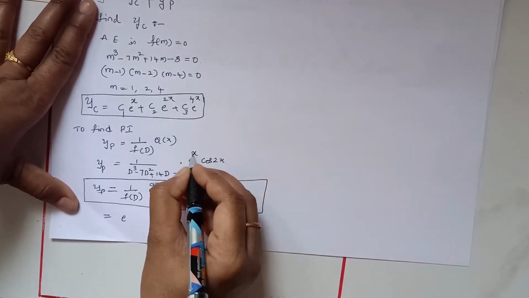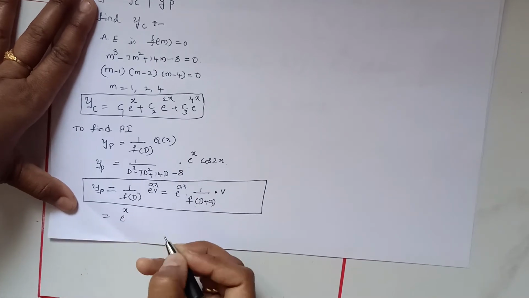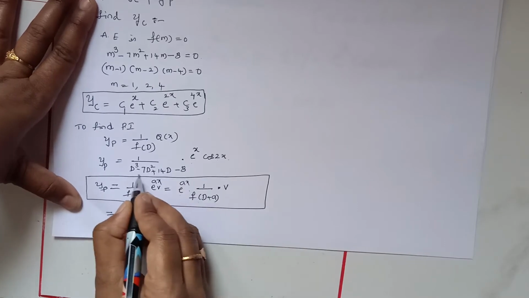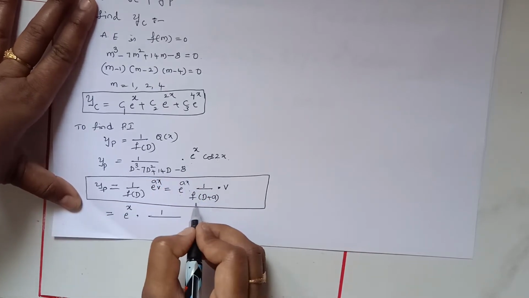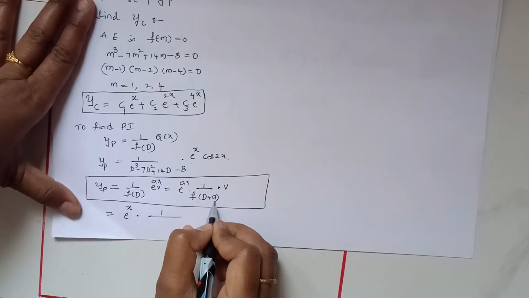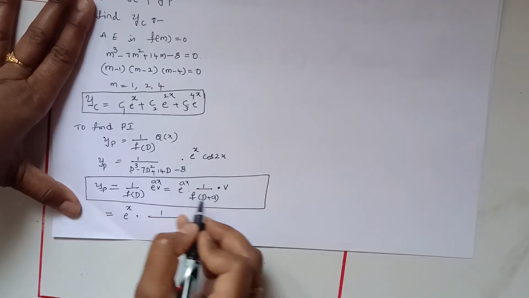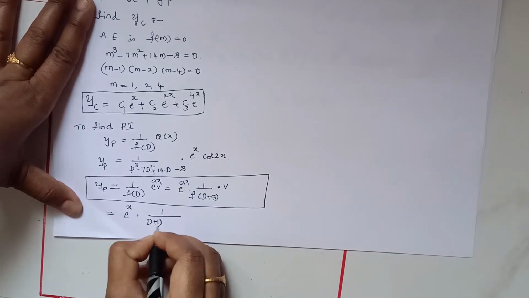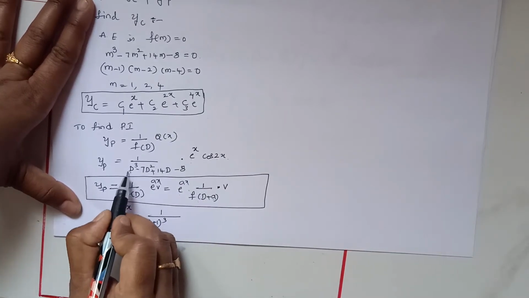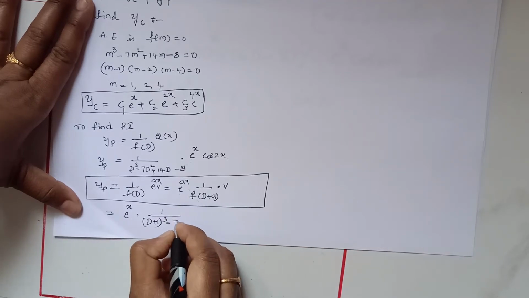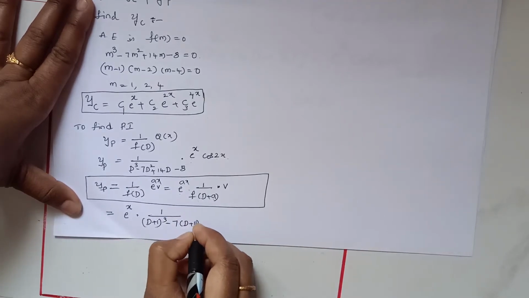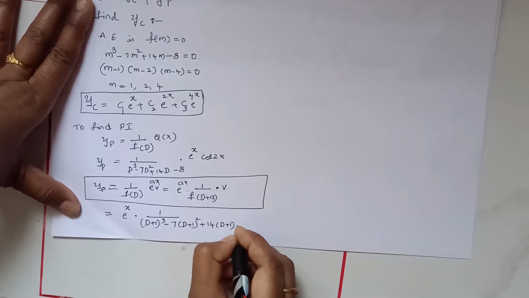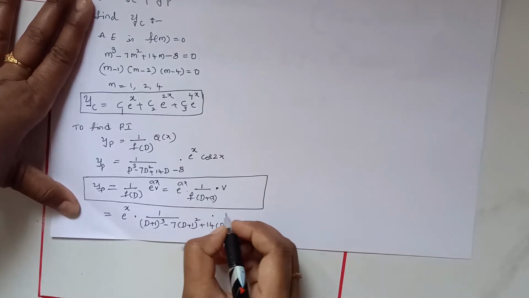Here e power ax, where a is equal to 1, so e power x into 1 by f of D. So we should write f of D plus a in place of D, where a is equal to 1. You need to substitute D plus 1: D plus 1 whole cube minus 7 into D plus 1 whole square plus 14 into D plus 1 minus 8, into cos 2x.